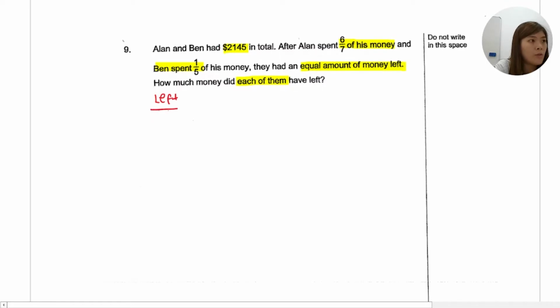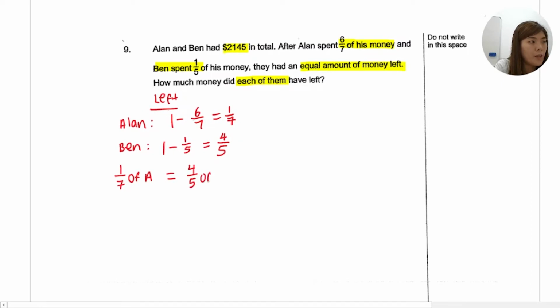In total they have 2145. Alan spent 6/7 of his money. So how much does he have left? 1 minus 6/7, he is left with 1/7 of his money. Ben, 1 minus 1/5, 4/5 of his money left. Then you know they had an equal amount of money left. So meaning to say 1/7 of Alan, we put A, is equivalent to 4/5 of Ben, I put B.